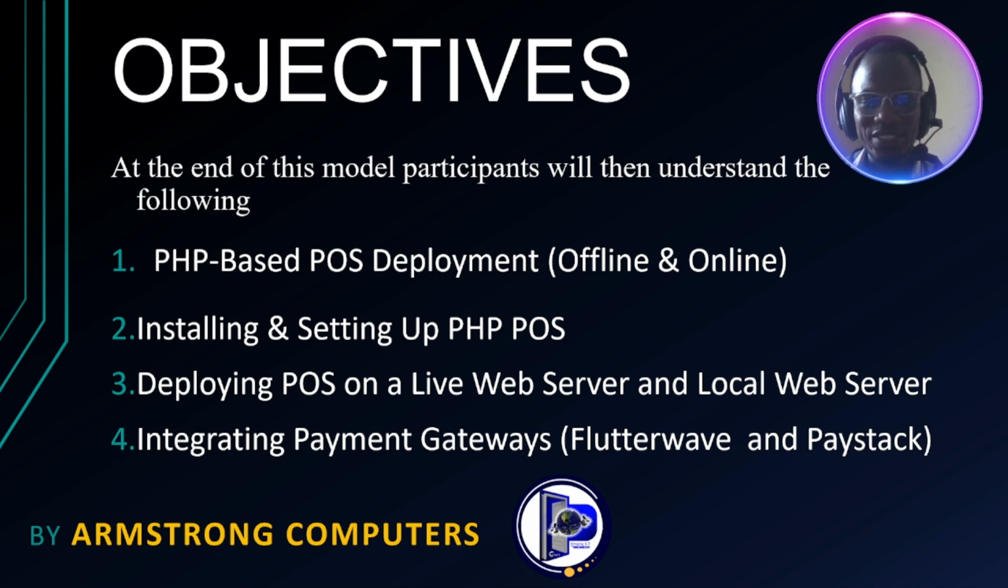In addition to that, the third thing we'll be looking at is how to deploy the point of sales on a live web server, and also on a local web server. As you know, in module 3 we talked about how to set up a local server like XAMPP, WAMP, and MAMP. So we'll also be looking at how to set up the hypertext preprocessor based point of sales on a local server, and also on a live web server.